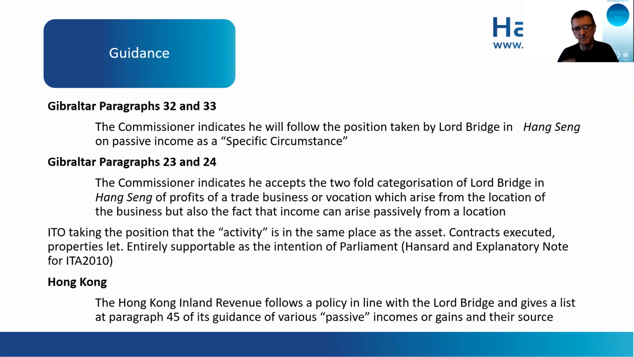Hong Kong isn't dealing with a statutory definition, because it doesn't have a statutory definition like ours does. It looks straight to the case law, but that indicates that they follow a policy in line with Lord Bridge, and gives a list which you may find very useful. It's actually very, very useful. At paragraph 45, there's a list and a table of assets and where the Hong Kong revenue feel that the income would be accrued and derived, and that's a really good starting point. Obviously, it's not binding on our Commissioner, and it's not binding on us, though I think it would definitely be influential. So you may find that useful.